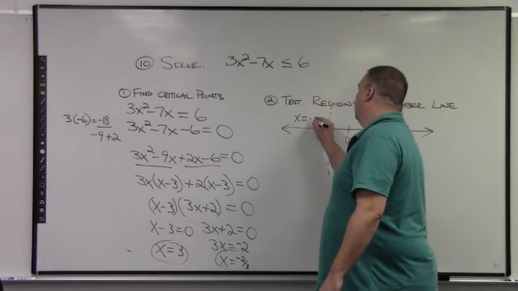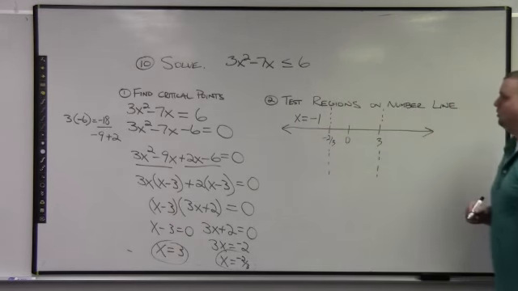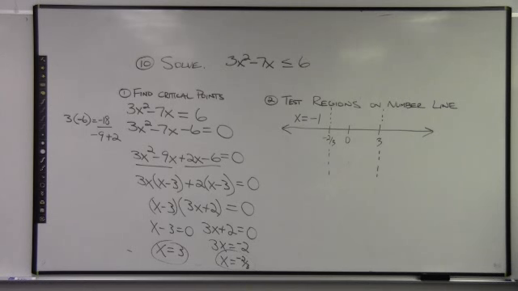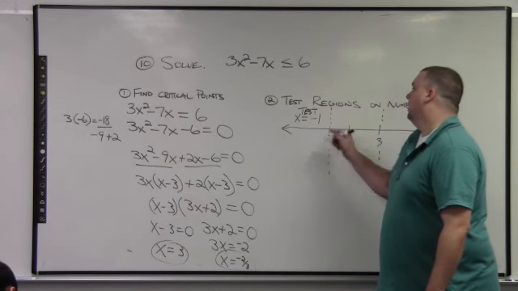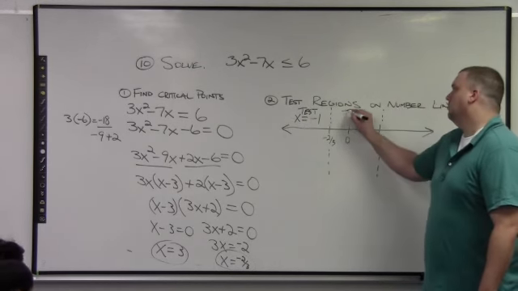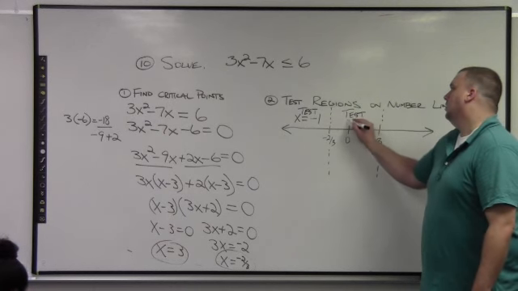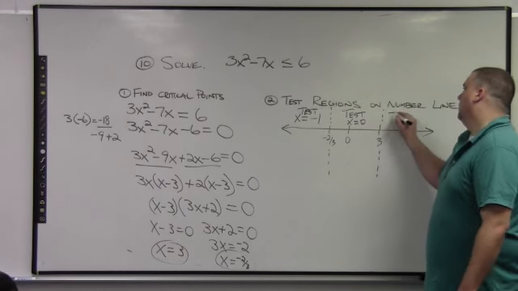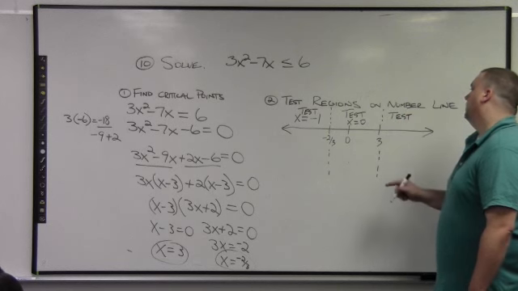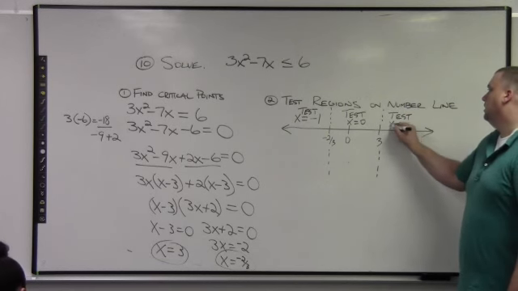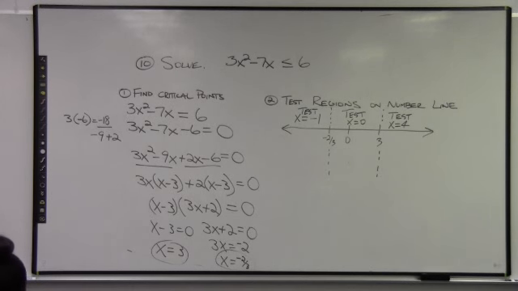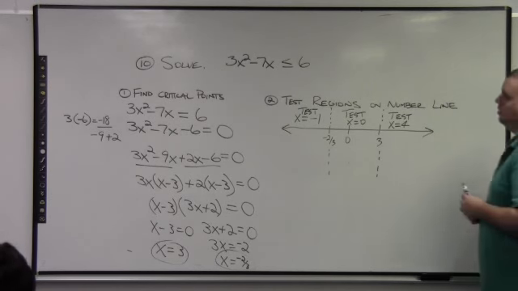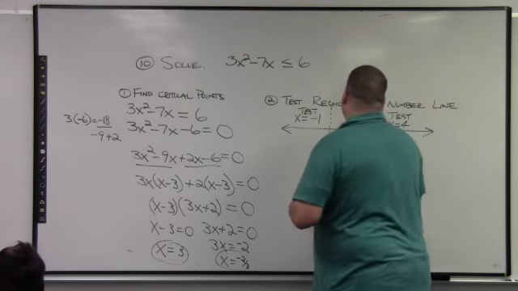You can plug in negative 10 if you want. I'm going to go with the smaller number. Something between negative 2/3 and 3. 0, right? Yeah. 0 is always easy to plug in. And then 4. And we'll test something greater than 3. And like Johnny said, we do 4. So let's plug those into our inequality.